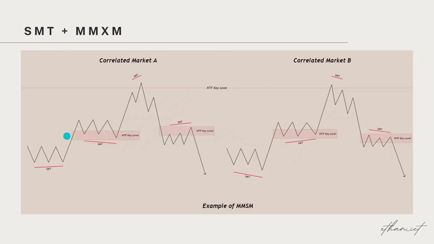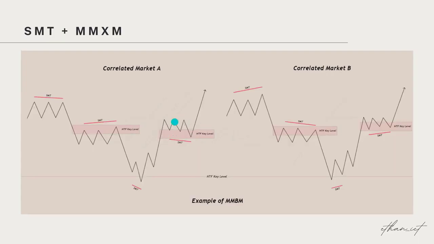Same thing over here on the left side of the curve. This would have been a market maker buy model, right? Before we turn into a market maker sell model. And so this right here, this would be that silver bullet setup for a market maker buy long setup, right? So that would be this right here.